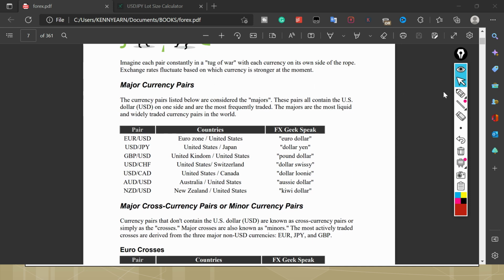Now the currencies I just talked about are traded in pairs, and these are the major currency pairs. This one is very vital. You need to know the major currency pairs. We have EUR/USD, where the Euro is paired with the dollar, and then USD/JPY, which means the US dollar and the Japanese yen. That's how we trade forex. We trade them in pairs.